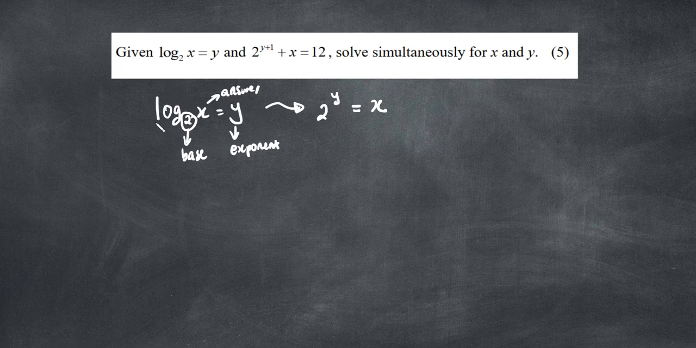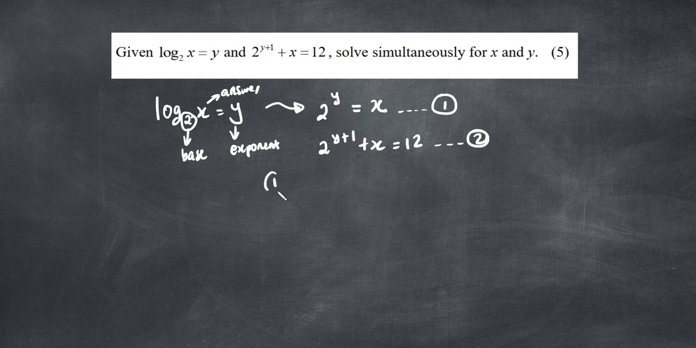That's how you convert from a logarithmic form to an exponential form, which is very, very helpful in inverse functions, isn't it? Because if I have turned this into this, now I can find its inverse function easily. But we're not doing that right now, we are still solving. Now that we have something like this, we now know what x is. So we can call this our equation 1. Now our equation 2 is 2 to the exponent y plus 1 plus x is equal to 12.